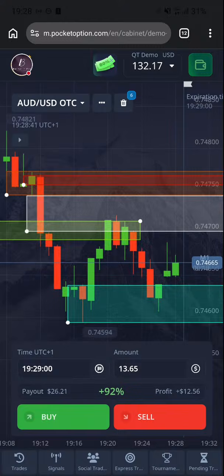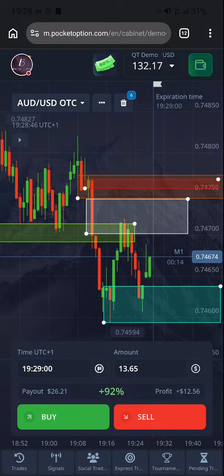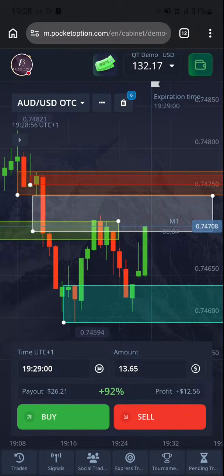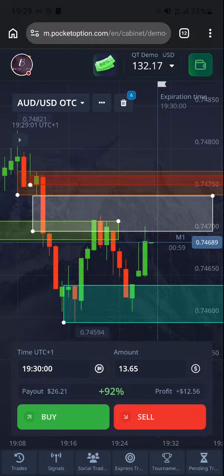This round number here, 0.74600, I can set my exit there. So immediately price hits that area, I'm out of the market and we're in profit. But you see, this is binary option. We are more concerned about every candlestick because we are taking a 1 minute time frame trade, and the trade time is 1 minute also.